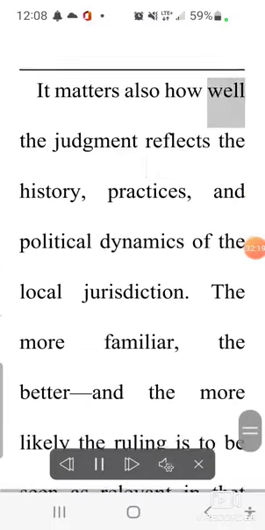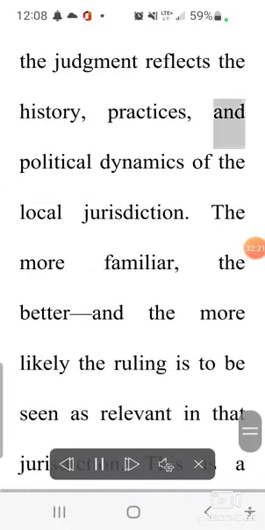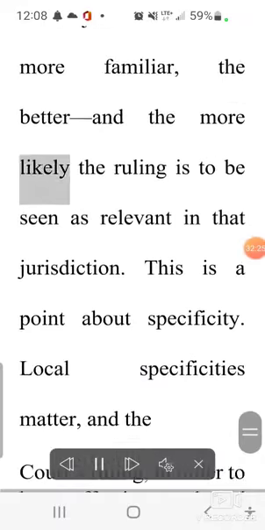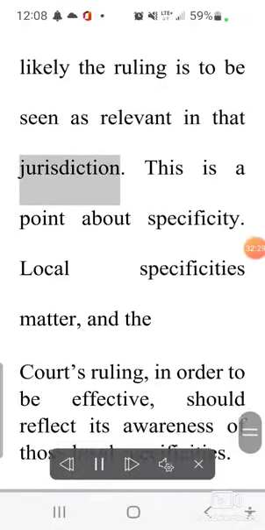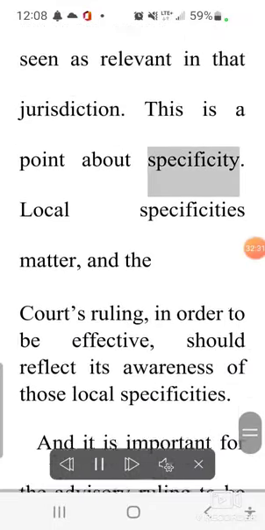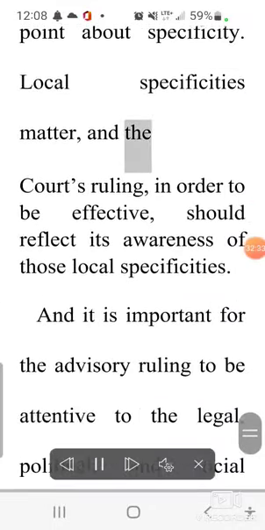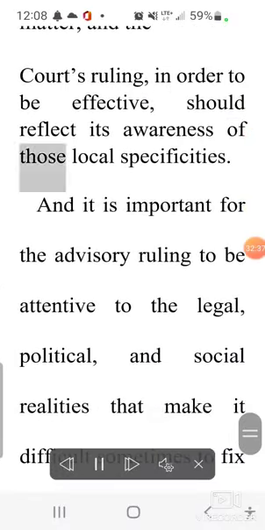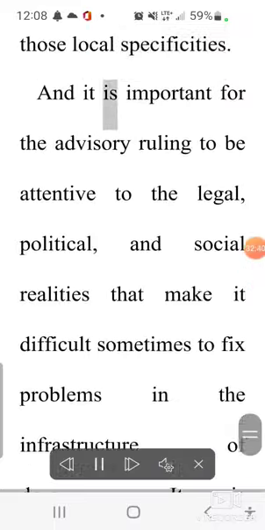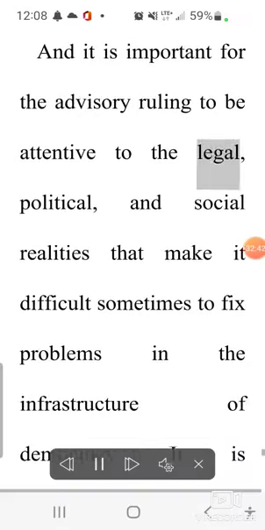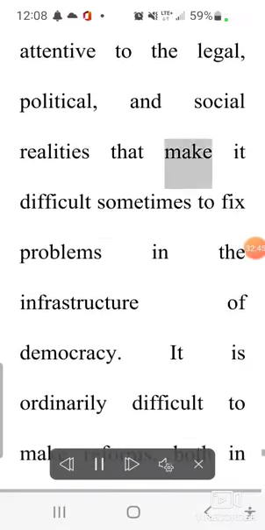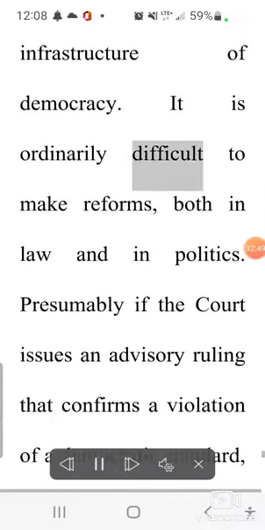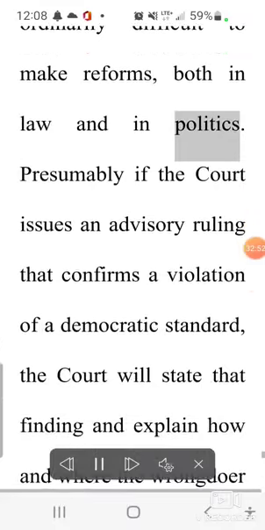It matters also how well the judgment reflects the history, practices, and political dynamics of the local jurisdiction. The more familiar, the better, and the more likely the ruling is to be seen as relevant in that jurisdiction. This is a point about specificity. Local specificities matter, and the court's ruling, in order to be effective, should reflect its awareness of those local specificities. And it is important for the advisory ruling to be attentive to the legal, political, and social realities that make it difficult sometimes to fix problems in the infrastructure of democracy. It is ordinarily difficult to make reforms, both in law and in politics.